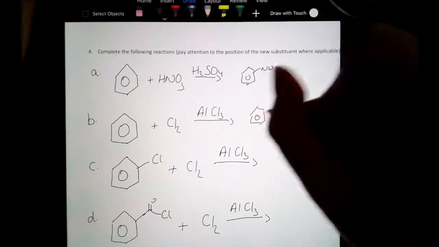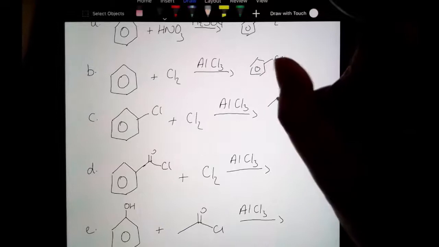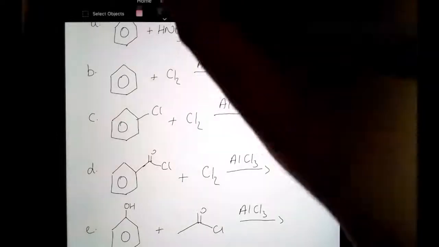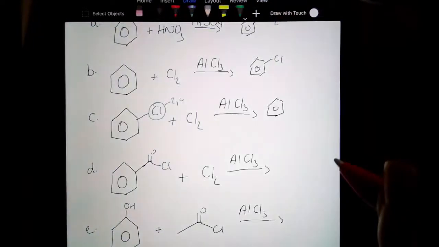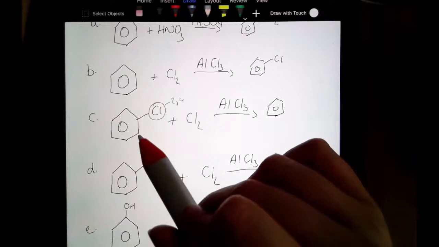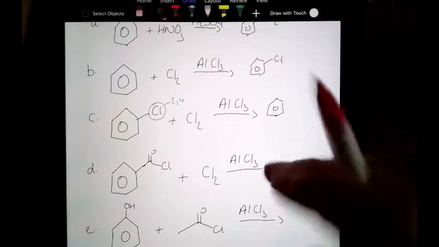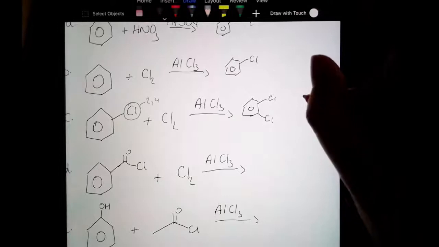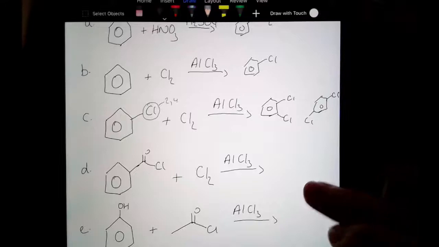Next one, I'm just adding a chlorine. Again, I can put that anywhere I want. But in C, because there's already a chlorine there, I do need to think about where I put the next chlorine. So chlorine is a 2,4 director, meaning the new chlorine I'm going to add to the ring will either go to position 2, which is either side of my original chlorine, or to position 4, which is directly across. So you can get two products, either with a 1,2 relationship, or you've got the chlorines in a 1,4 relationship.